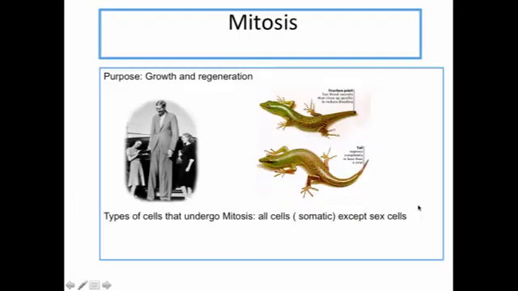So what is the purpose of mitosis? Well, the purpose of mitosis is to allow for growth and regeneration of cells. So you take this little tall man here, he's gone through lots and lots of mitosis to get the height that he is because he's increased the number of cells he has in his body. The little lizards over here have gone through regeneration because they've lost a part and they've gone through mitosis to bring it back again. So to review, what types of cells undergo mitosis? All the cells in your body, with the exception of your sex cells. So all somatic cells undergo mitosis. Sex cells are going to undergo a new process that we're going to learn next.